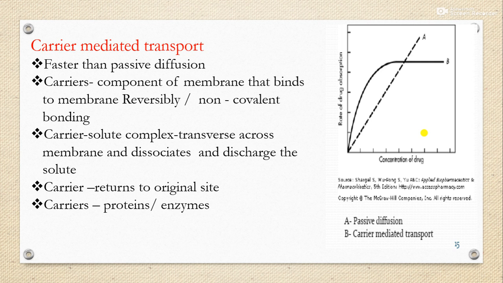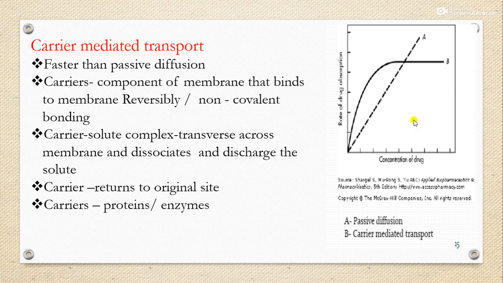This carrier-solute complex transfers across the membrane, dissociates and discharges the solute, and then the carrier returns to its original site. Carriers are usually proteins or enzymes.